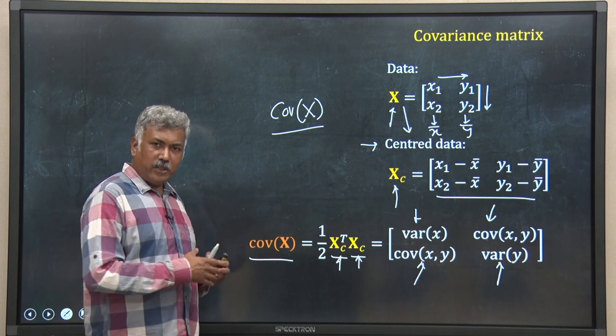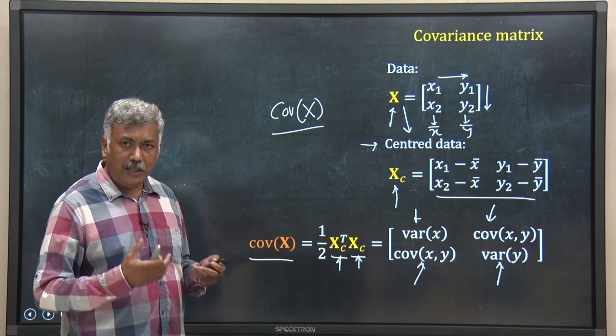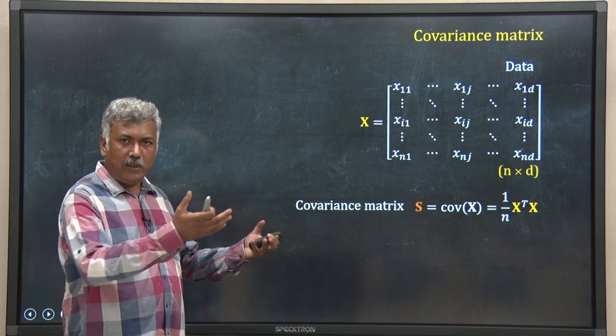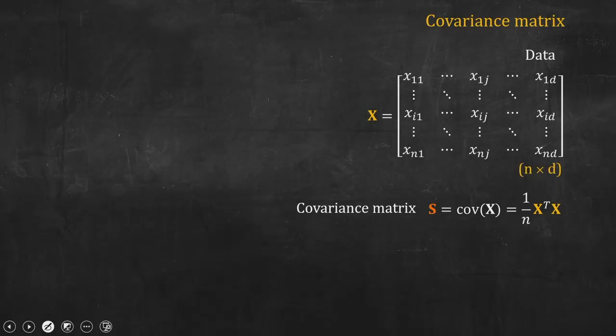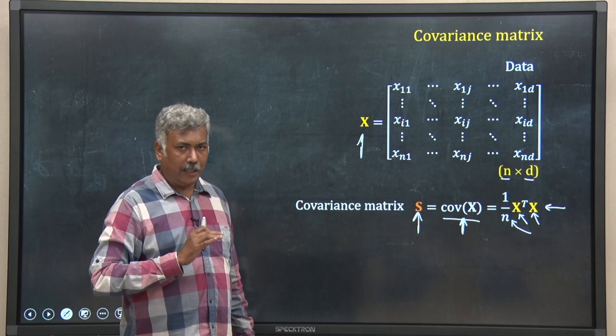Again, this is for a two-dimensional system, 2 by 2 data system, whereas my real data is n into d, but we can use the same formulation to calculate the covariance for that data matrix also. So, my data matrix X has n samples and d variables, and you can show that the covariance matrix for X, which I will now call capital S, is equal to 1 by n, because I have n samples, into X transpose X. One important point here: this X in this equation is actually the centered matrix, centered data.